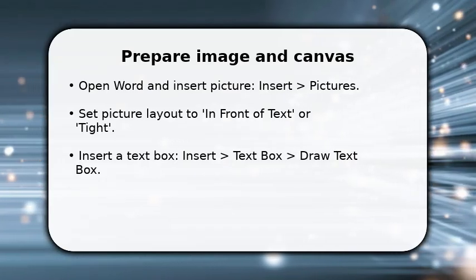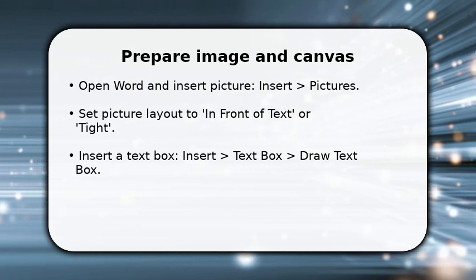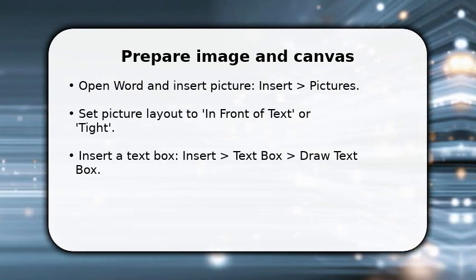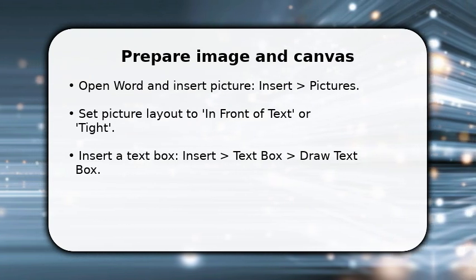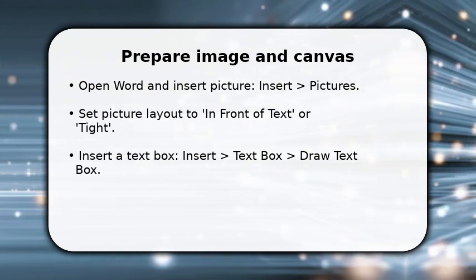You've got the picture ready. Now place your text box on top. Click Insert, choose Pictures to add the image, then immediately change the image wrap to in front of text so the box can sit over it.